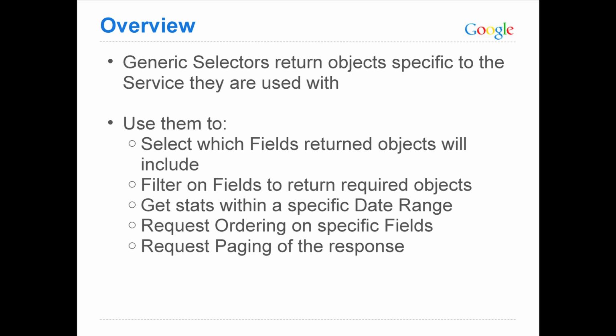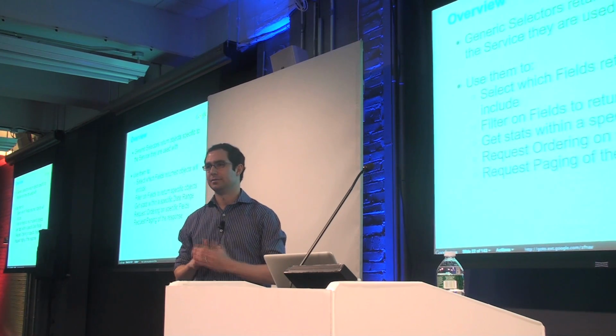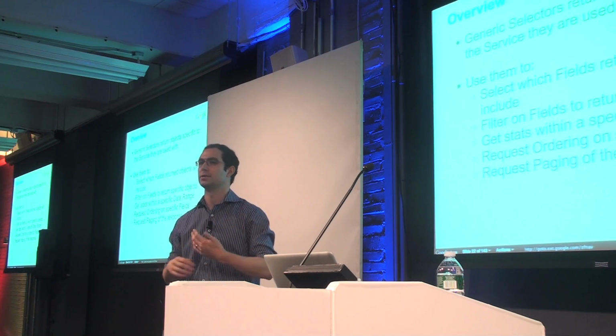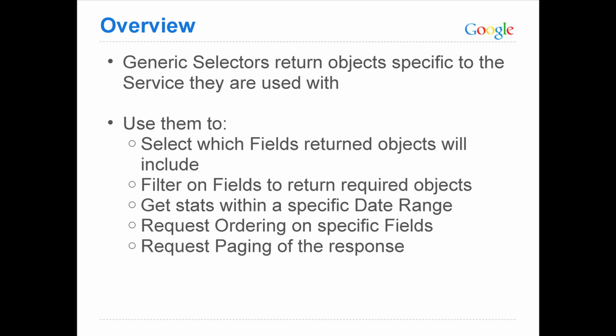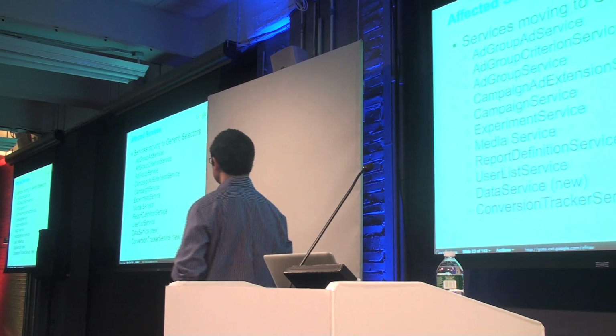So generic selectors return objects specific to the service that they're used with. What does that mean? It means that you can use the same selector object on the campaign service that you can use on the ad group ad service, or the ad group service, and it will automatically return a list of ad groups or campaigns or ads or whatever it is that you're using in conjunction with. You could also do this previously, but we've maintained the stats retrieval functionality for specific date ranges, request ordering, and request paging.